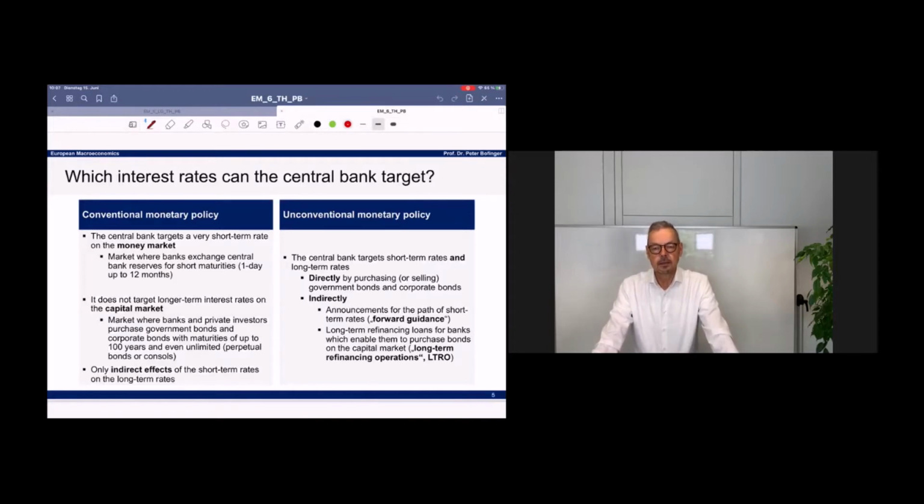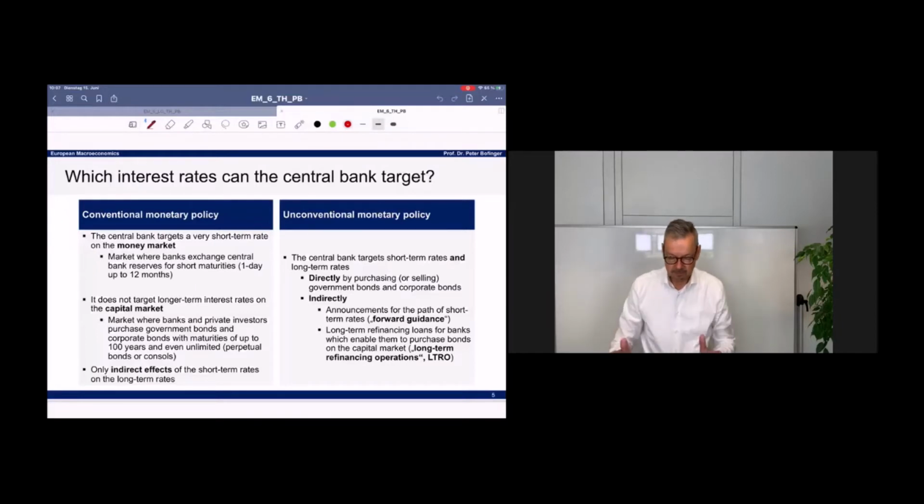And these are longer-term loans from the central bank to banks with a maturity of 3 to 4 years, which give banks the money to purchase government bonds for a 3 to 4 year period. And then via this indirect channel, the central bank can also exert some impact on the longer term rates.